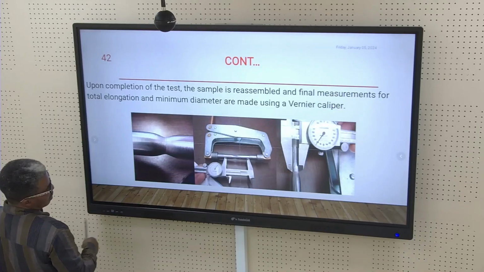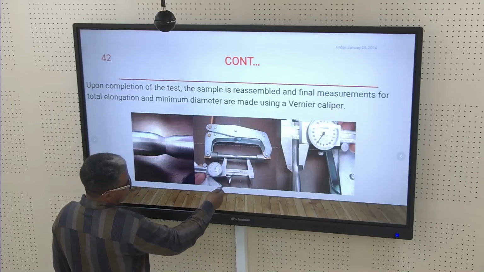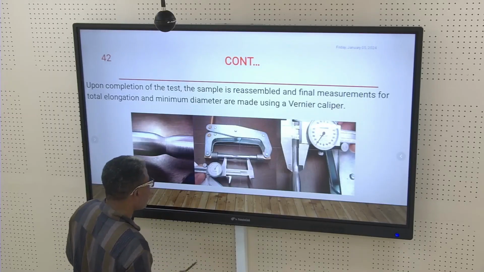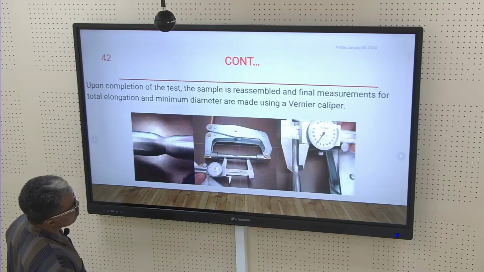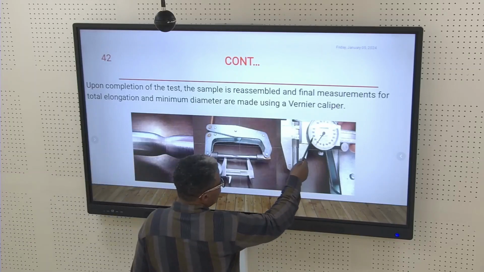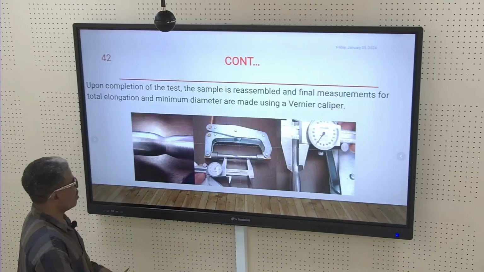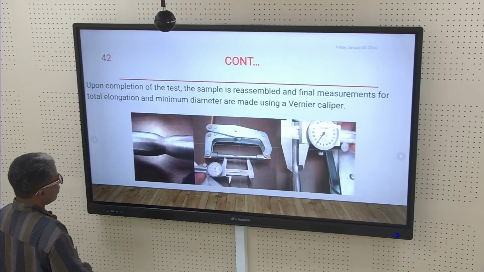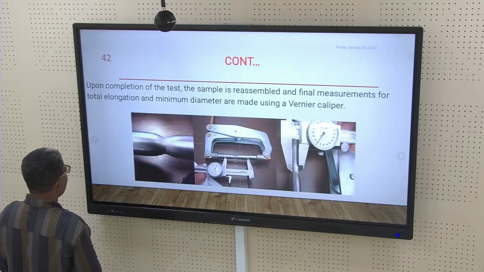One can take now the vernier caliper to measure the length in comparison with the original length. This is a machine to indicate the force that was experienced during the testing, and this indicates how the necking takes place.